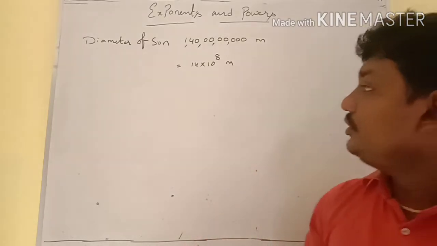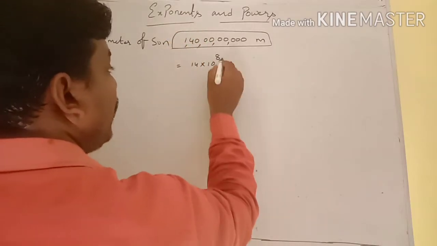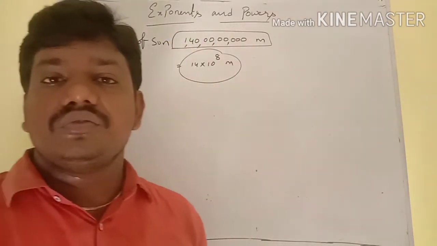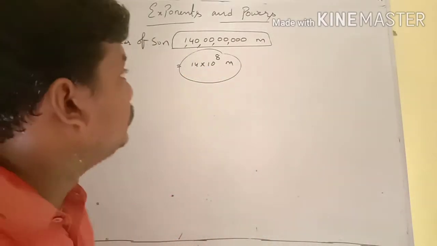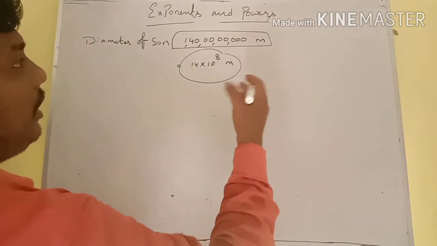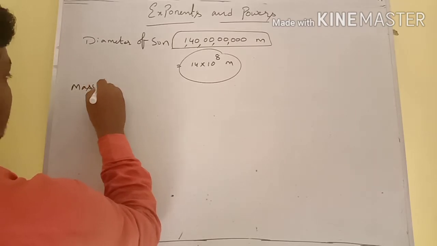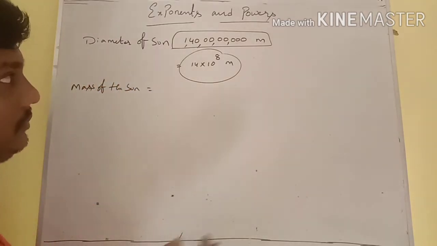So like that, such a large amount of information will be converted into a very small amount of information by using the exponential form. So this is very useful. Now, what is the mass of the sun? One can imagine what the mass of the sun is.